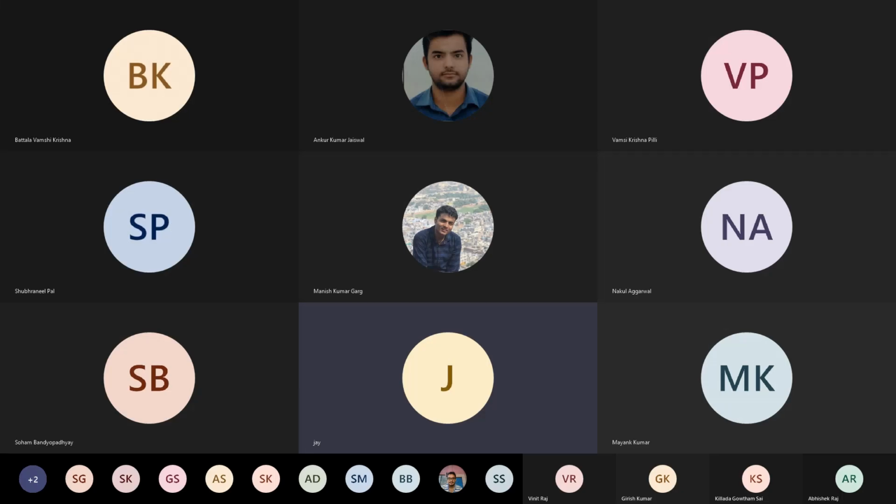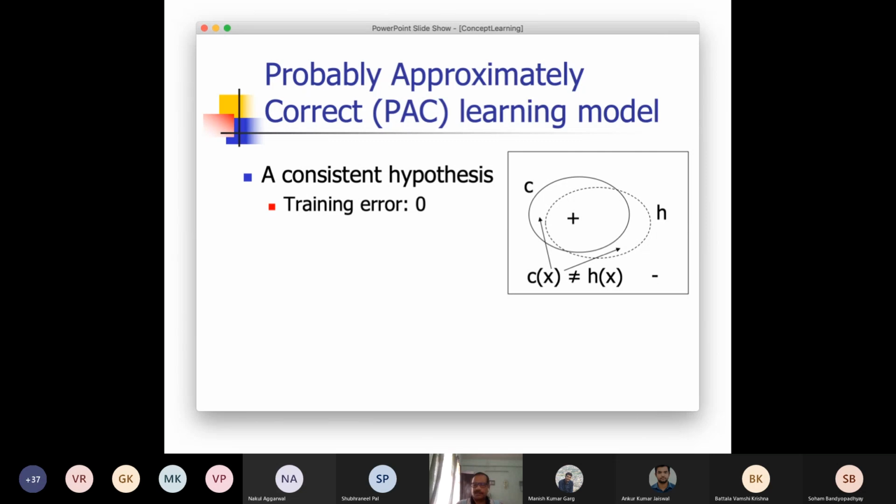Computational learning theory, with the examples of concept learning, helps us understand some of the basic issues involved in this framework. One characterization of a learning model is the probably approximately correct learning model. It means you may have your label data error free. That means if you have a consistent hypothesis, your training error will also be zero.